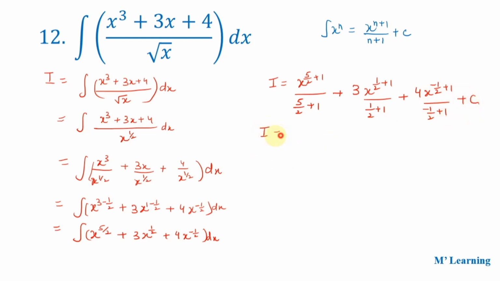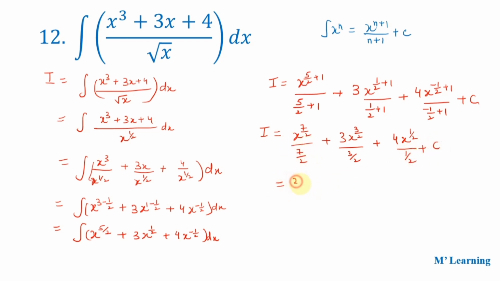Now just solve this. So x to the power 5 by 2 plus 1 becomes 7 by 2 whole by 7 by 2, plus 3 x to the power half plus 1 becomes 3 by 2 whole by 3 by 2, plus 4 x to the power minus half plus 1 becomes 1 by 2 whole upon 1 by 2, plus c. Now we'll just invert this.